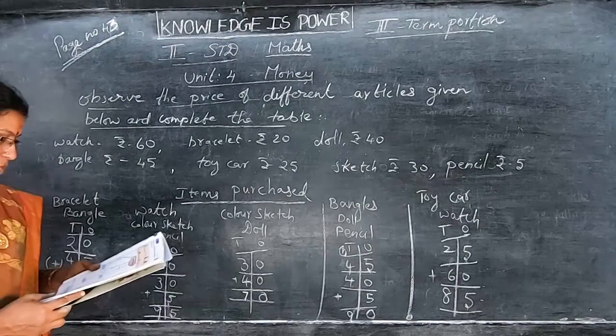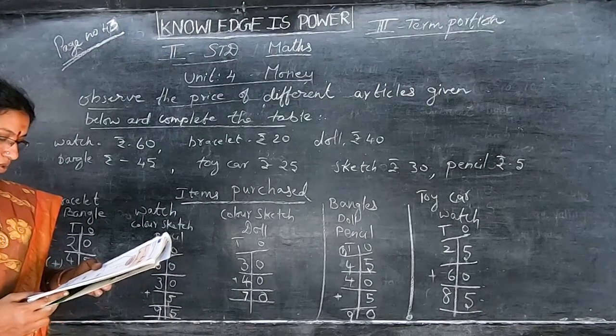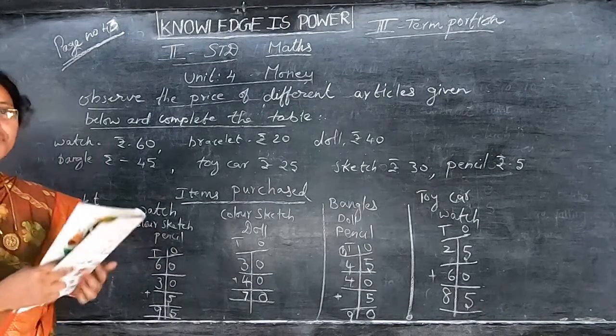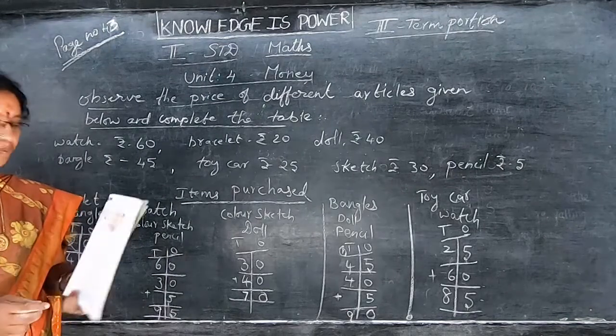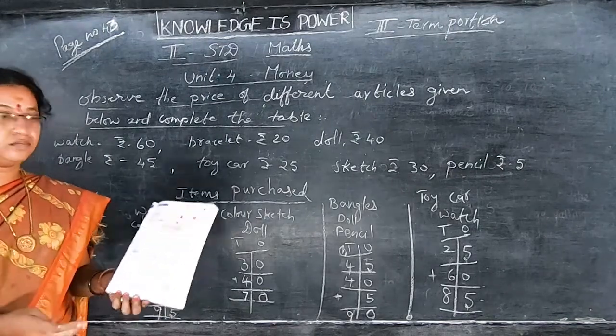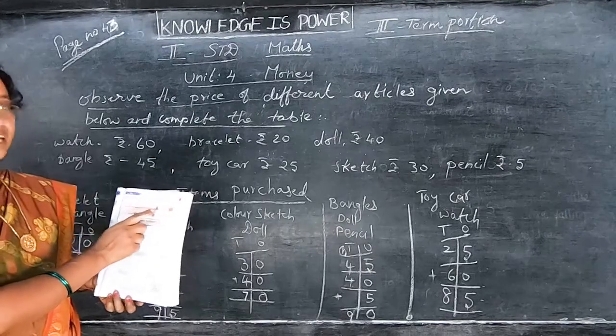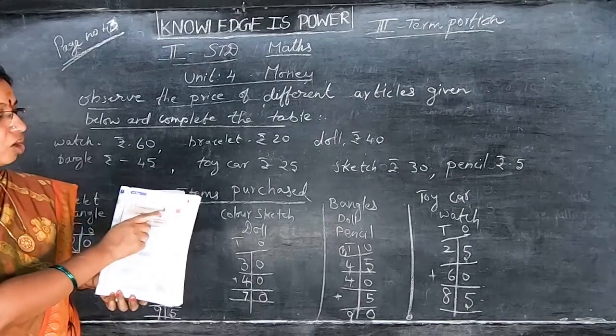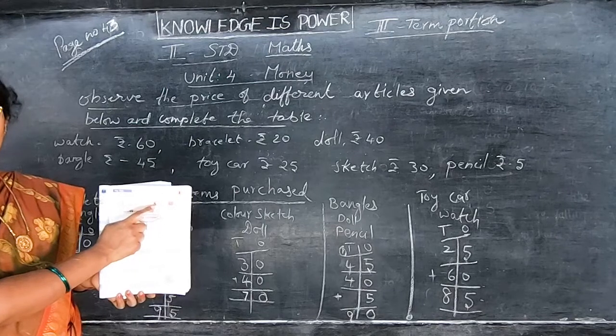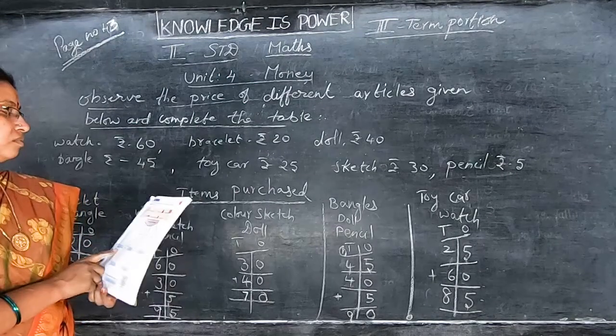Next one, if you have 20 rupees, then what do you wish to buy? If you are having 20 rupees, what will you buy? This is for you only. With 20 rupees, what can you buy? For 20 rupees, here the doll will come. The doll price is 20 rupees only. You can buy this doll.